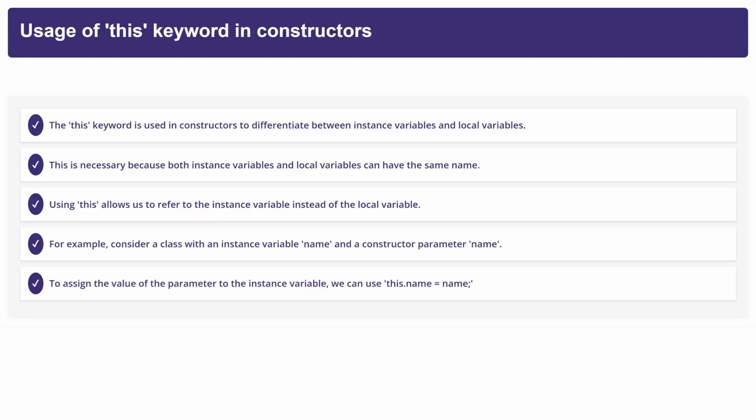In constructors, this keyword is used to differentiate between instance variables and local variables. This is necessary because both can have the same name. By using this, we can refer to the instance variable instead of the local variable. Let's take an example. Suppose we have an instance variable called name and a constructor parameter also called name. To assign the value of the parameter to the instance variable, we can use this.name = name.